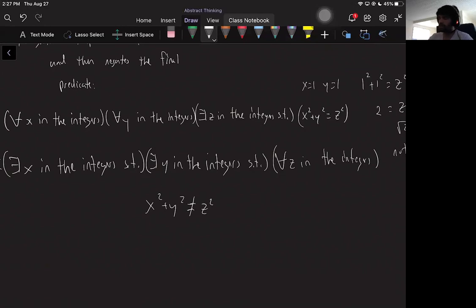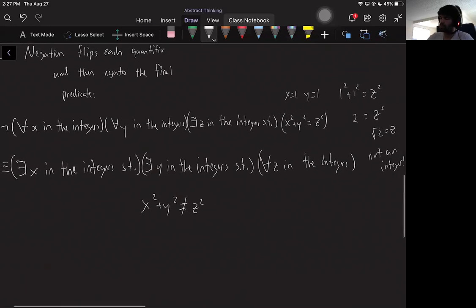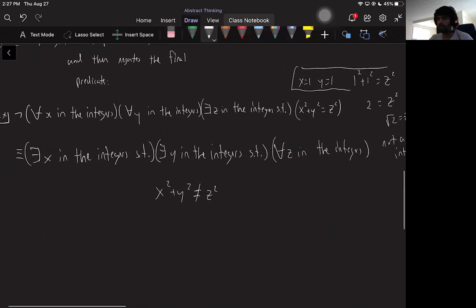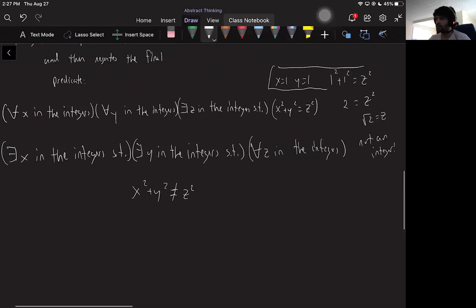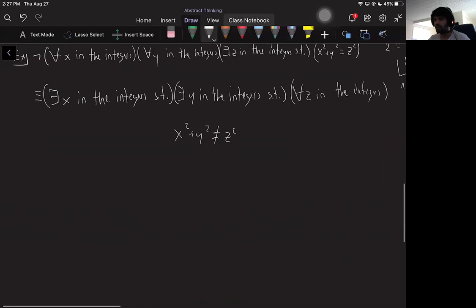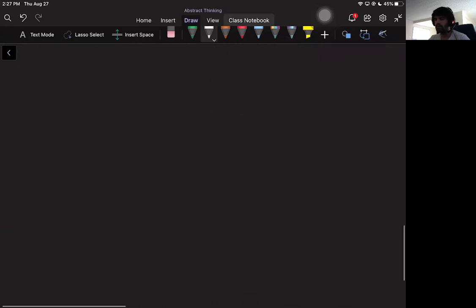And that is exactly what we've proven just in a little mini proof right here. There does exist an x and y, so I could pick 1 and 1, but you could pick something else, so it'll still work. There do exist two numbers such that no matter what z you use from the integers, you're going to get that x squared plus y squared does not equal z squared. And that's true because the only way it would work is if it was square root of 2, but that's not on the integers. Okay, so that's going to be it for today, and I will see you next time.